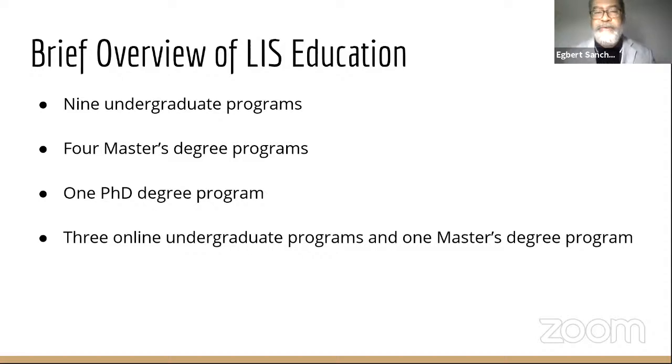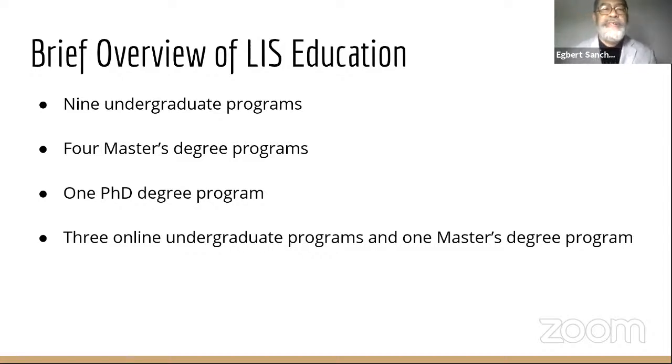We have 9 undergraduate programs. In the northern part, we have two universities that teach LIS. That is the University of Chihuahua and the University of Nuevo León. In the central part, we have San Luis Potosí, Jalisco, 2 schools in Mexico City, and 1 LIS school in the state of Mexico. And in the southern part, we have 1 school in Chiapas and 1 school in Quintana Roo.